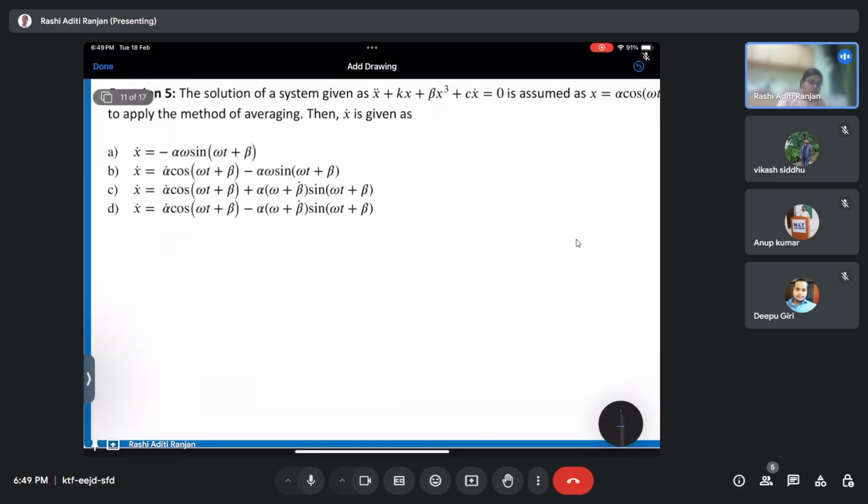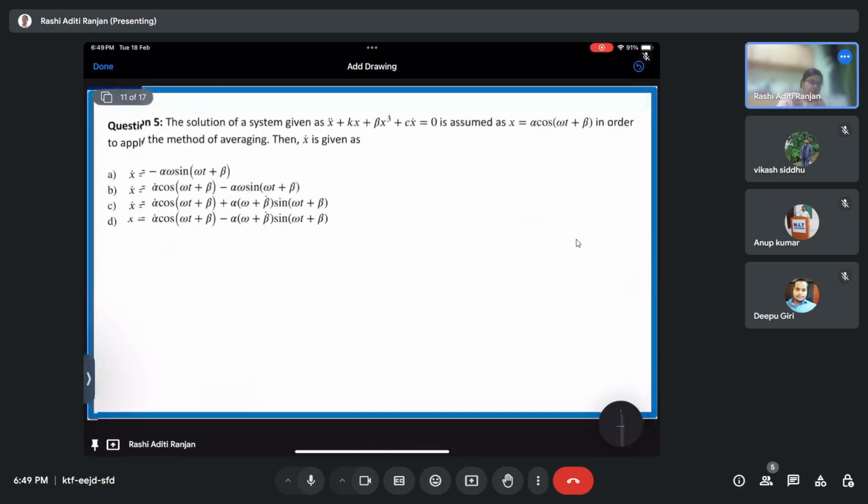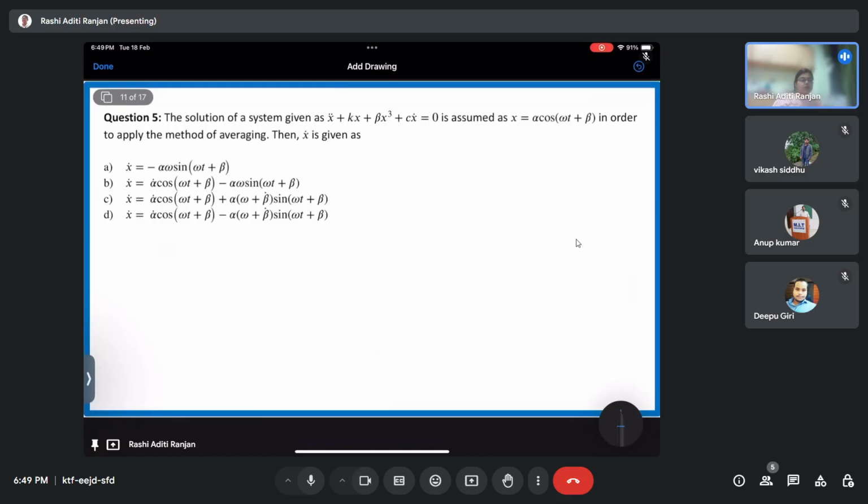Now coming on to question number 5. The question says that the solution of a system given as this is assumed as x equals a cos omega t in order to apply the method of averaging. Then x dot is given as. So this question I have taken in order to again discuss one of the main concepts of the method of averaging.